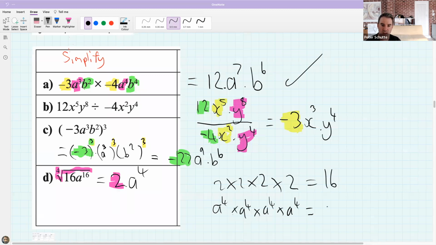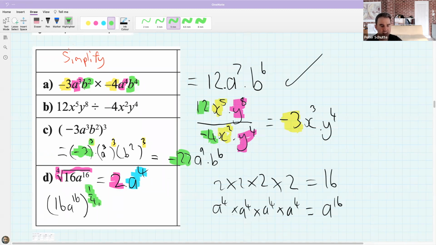And so you get a to the 16. And so that's why this answer over here is a to the 4. But there's another way of doing this. The other way of doing this is to know that the 4th root is equivalent, and we'll talk about this in the next lesson. The 4th root is the same as raising something to the power of a quarter.